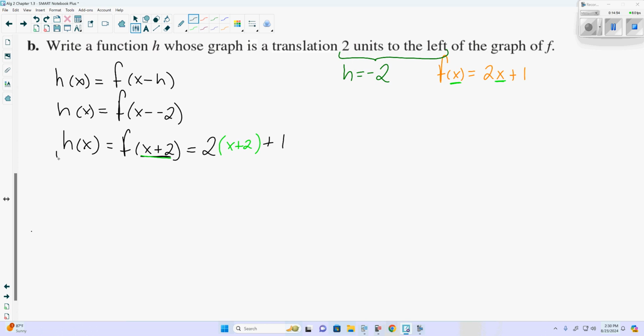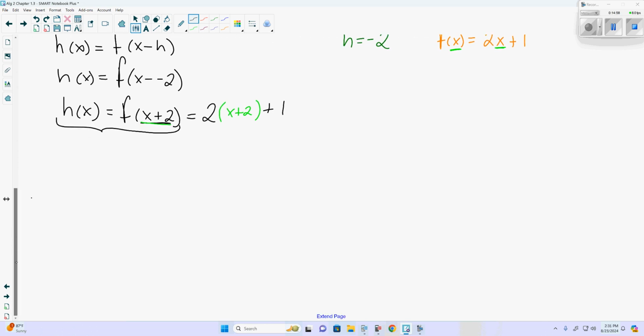Now, this side here, h of x and f of x plus 2, they're equal. They're the same thing. So we don't have to keep writing h of x equals f of x plus 2. We could just write this as h of x, because that is our new function that's describing this change.